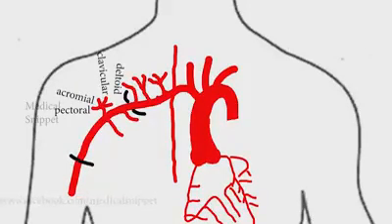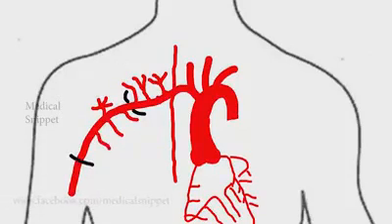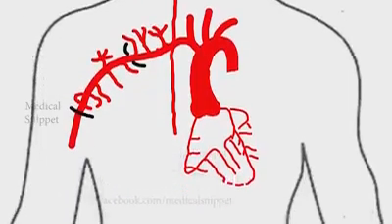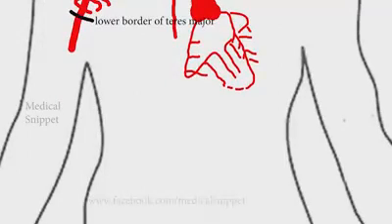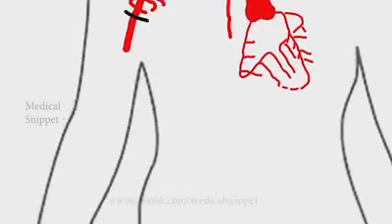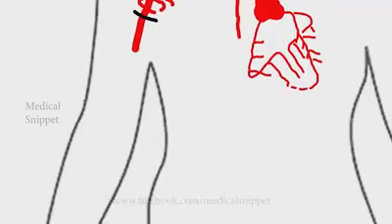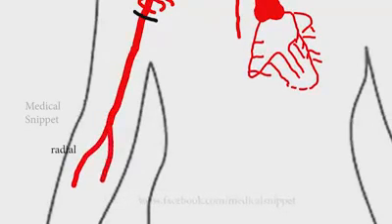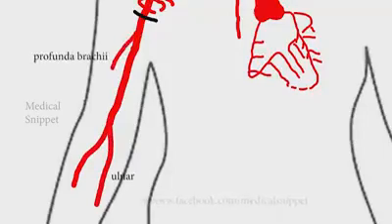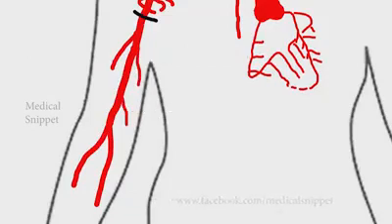The third part of the axillary artery gives rise to three branches: the subscapular artery, posterior humeral circumflex artery, and anterior humeral circumflex artery. The axillary artery continues as the brachial artery from the lower border of the teres major muscle. The brachial artery terminates into the radial and ulnar arteries. It gives rise to the profunda brachii artery, and the superior and inferior ulnar collateral arteries.